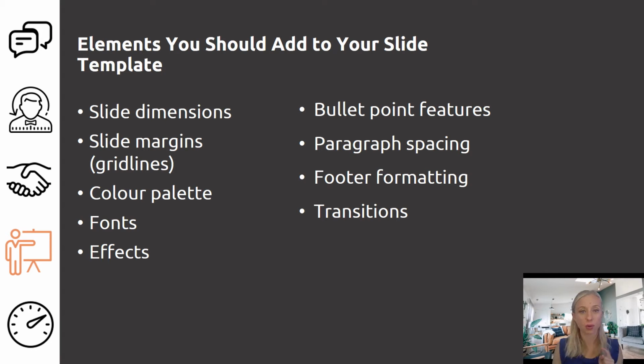That'll help you keep the font consistent so you're not worried about going back and forth and checking to make sure you're using the same one. Effects: how are your slides moving from one to the other? How is the text coming in when it goes on the slide? Bullet point features. Again, consistency is key when you're doing a PowerPoint. So if we can build those features into our template, we're not having to worry about how it looks as we go through. Same with paragraph spacing, footer formatting when we're adding things there, and the transitions. If we create them as elements of our template, then it's going to be consistent as we go through.